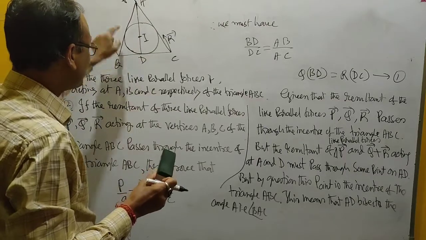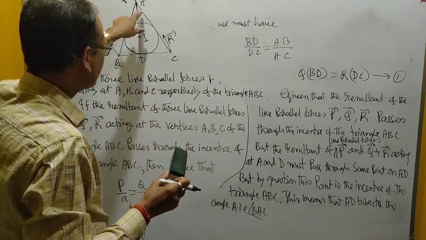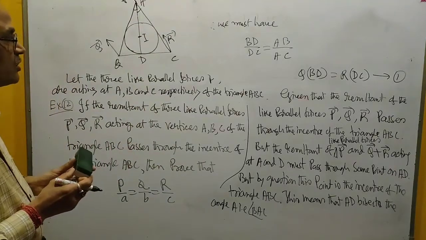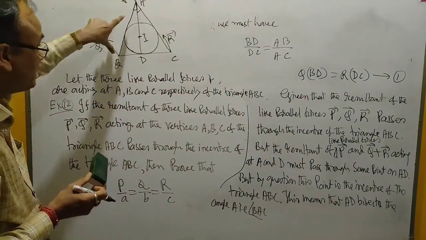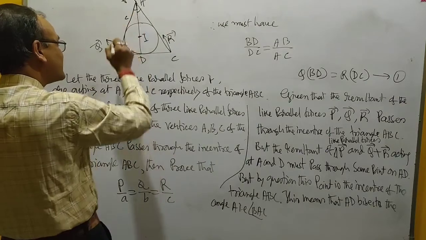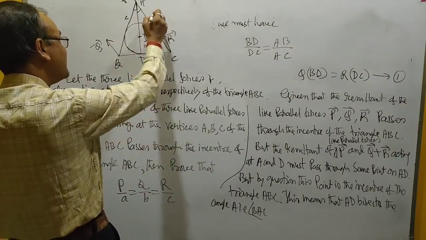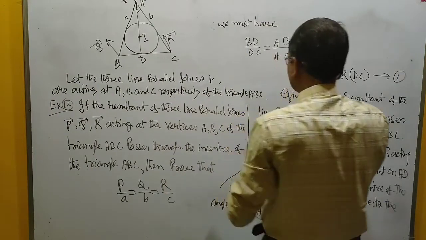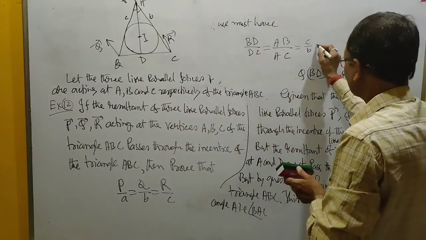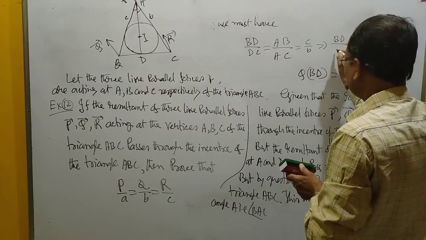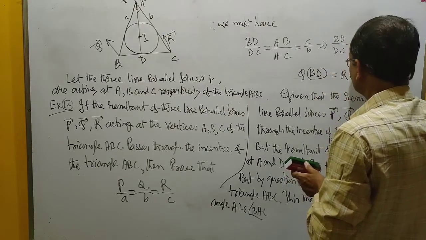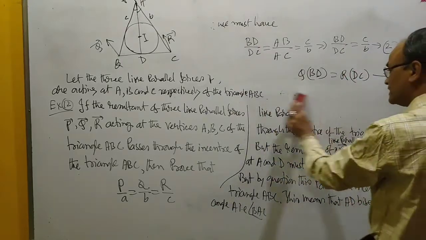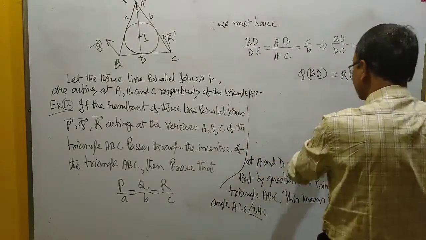For that, these two angles will be the same. But AB is denoted by small c and AC is denoted by small b. So this is equal to small c by small b. This means BD by BC equal to c by b. Suppose this is number 2.